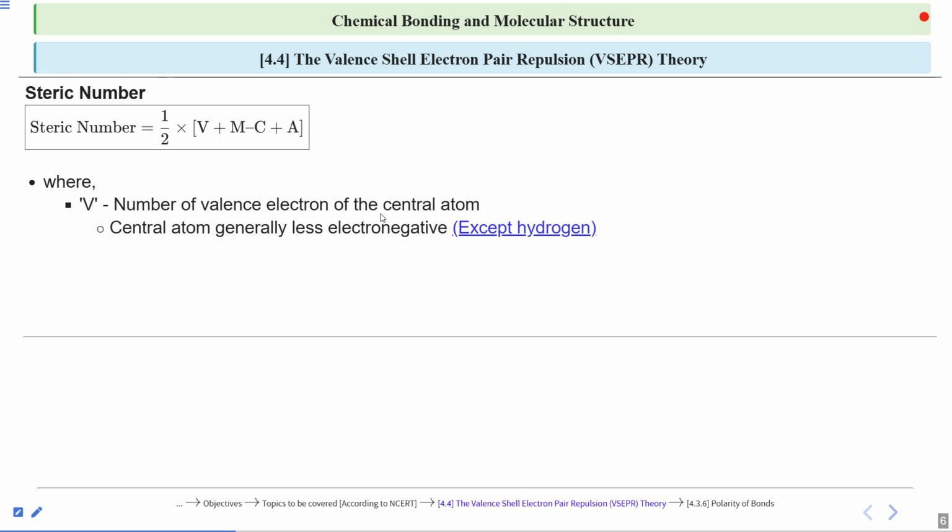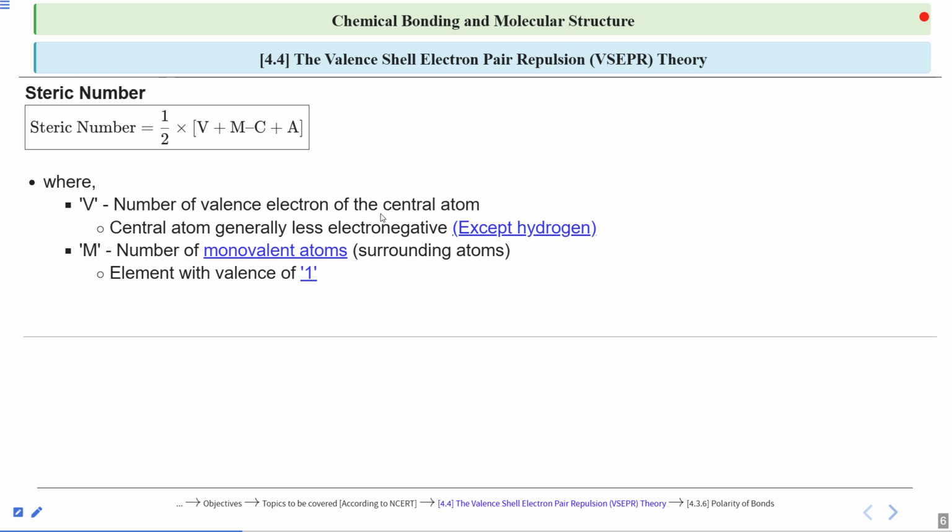The general idea is that the central atom is the less electronegative one, but this concept is not applicable to hydrogen. Suppose you are taking NH3, then your hydrogen is less electronegative, but it cannot be taken as the central atom. But if you take a molecule like SO2, then your sulfur is less electronegative as compared to oxygen, so it will be in the center. So remember this: except hydrogen, if there is a hydrogen in a molecule, then this rule is not applicable. But if it is not there, you can always take the less electronegative element as the central atom.